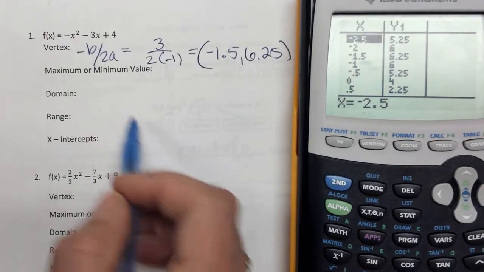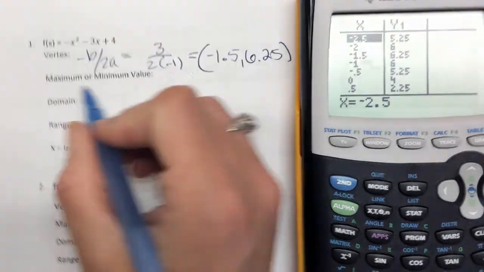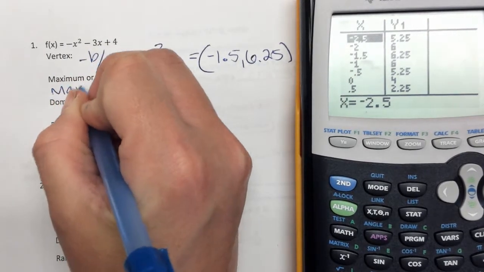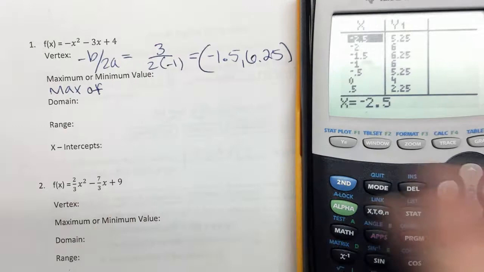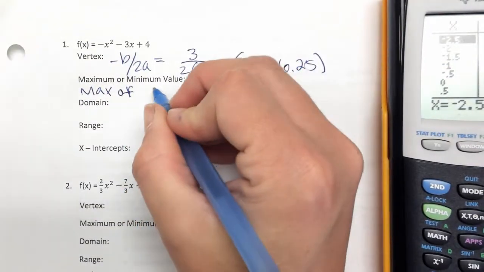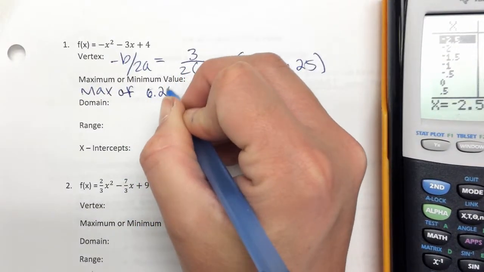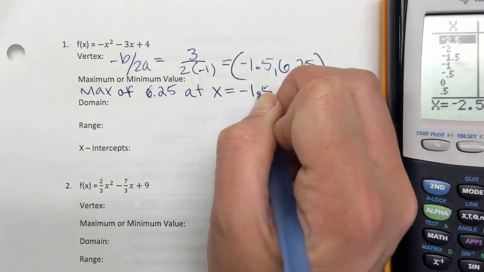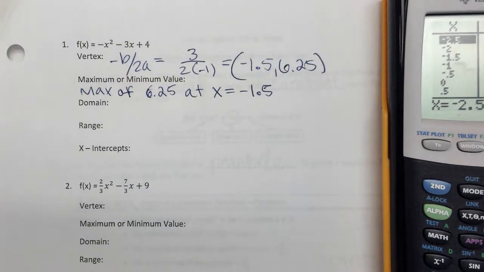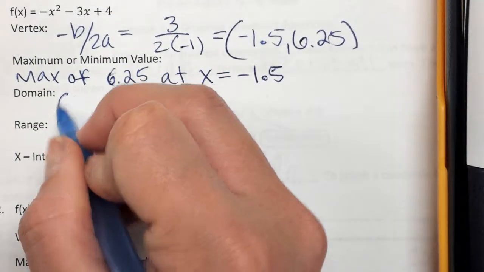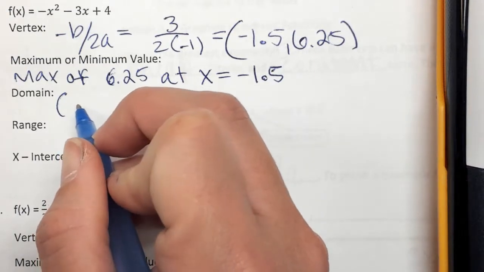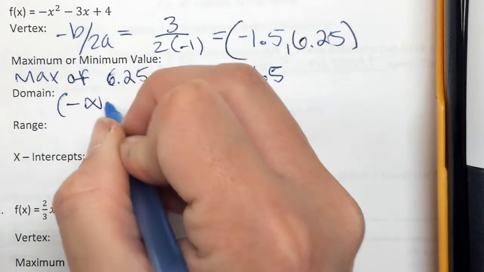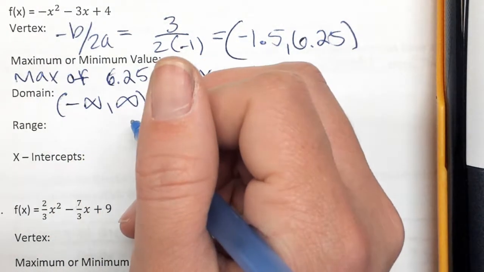Alright, now let's do the min and max and domain and range. So would this one have a min or max value? Max of what? Max of 6.25 at where? Good. At x equals -1.5. Sid, tell me the domain. It's always going to be this for quadratics. Alright, Darius, tell me the range.